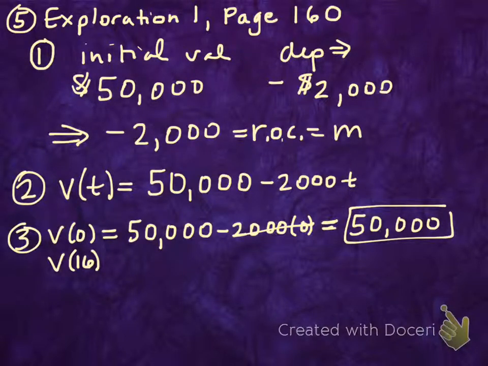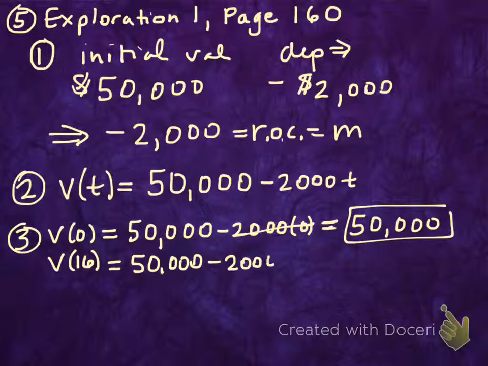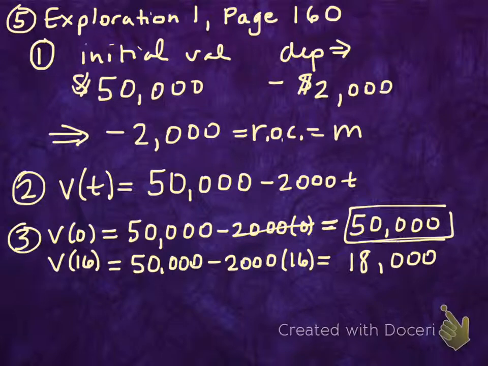And then our v of 16 is 50,000 minus 2,000 times 16. And 16 times 2 is 32, so that means we're doing 50,000 minus 32,000, which is going to be $18,000. So according to our information, the building will be worth $18,000 in 16 years.